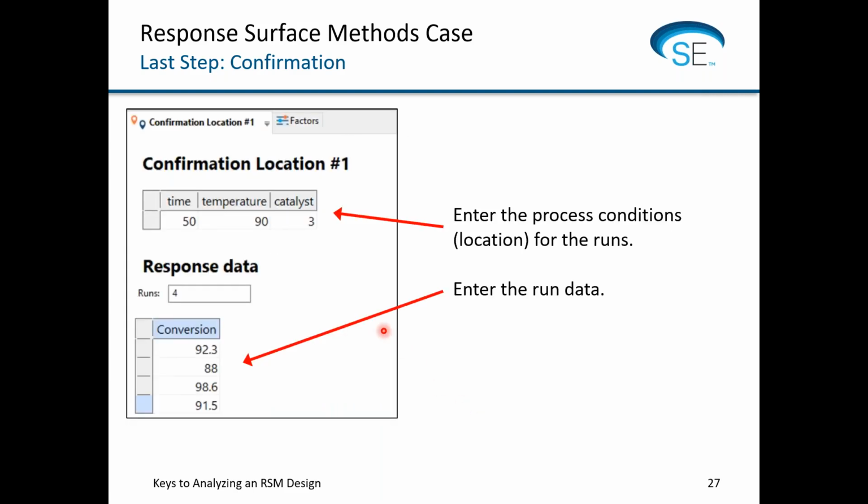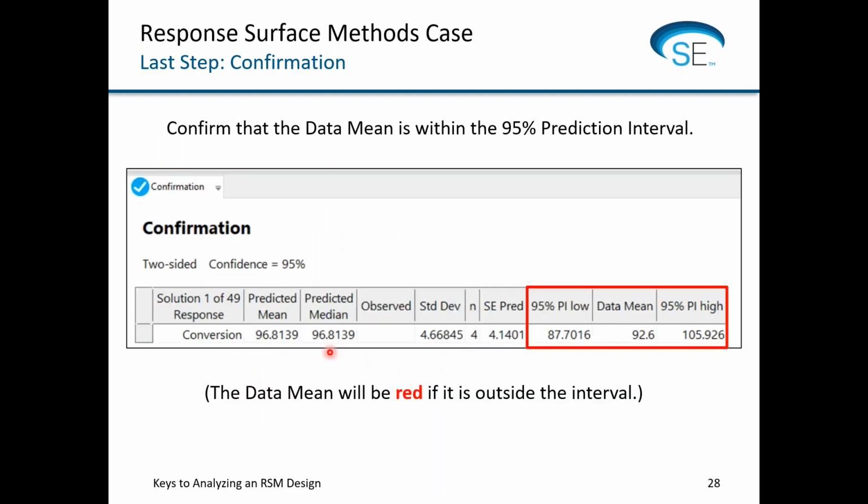So I'll show you this live here in a second, but what we're going to do is click on confirmation. It allows you to enter your process conditions. So you type in the location that you want. Then you type in your response data. So in this case, I did 4 runs, so I put in that information. And then it is going to tell me the average, the predicted mean for those 4 runs.